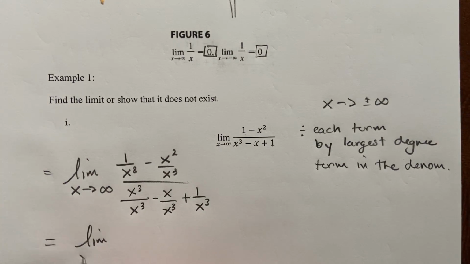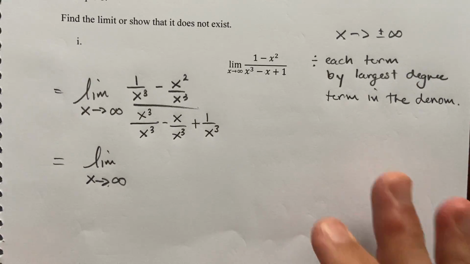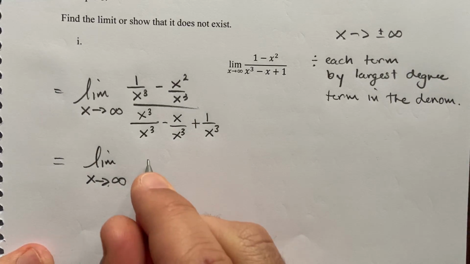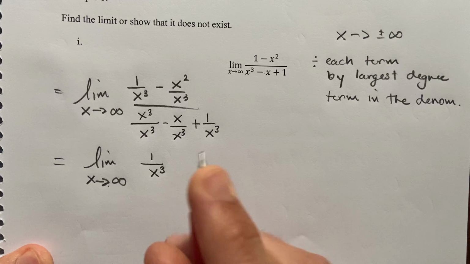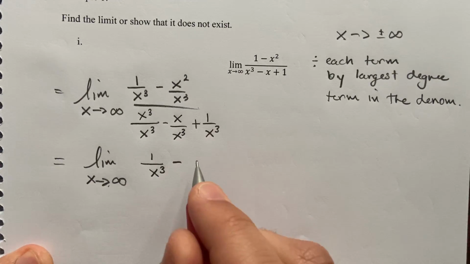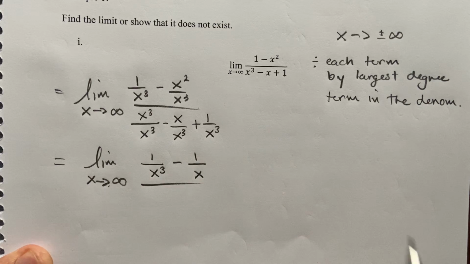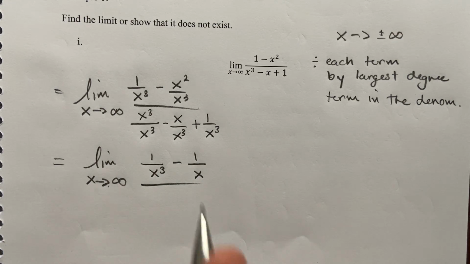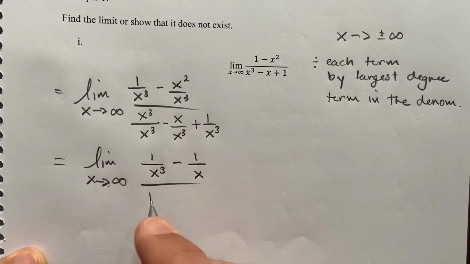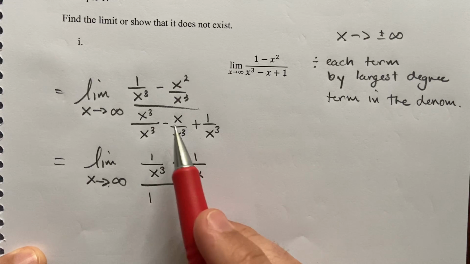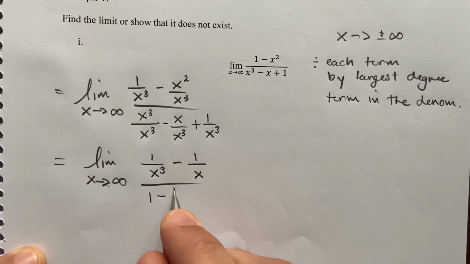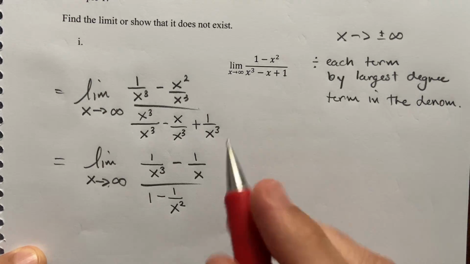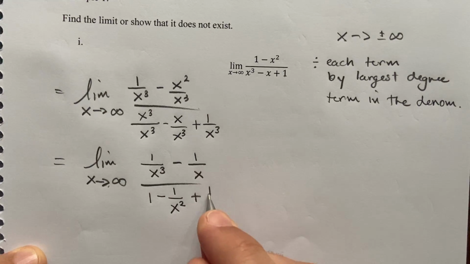So limit as x approaches infinity. 1 over x cubed, I'm just going to leave that. There's no simplification that I'm going to do there. Minus, so I have x squared over x cubed, so I'll have 1 over x there. This is all divided by x cubed over x cubed, which is 1. Then x over x cubed, so negative 1 over x squared. And then 1 over x cubed, I'll just have 1 over x cubed.